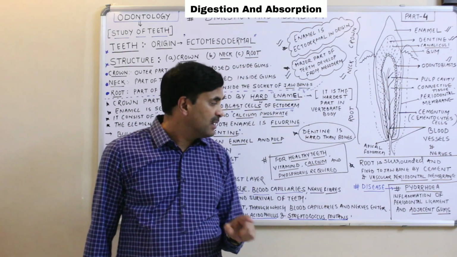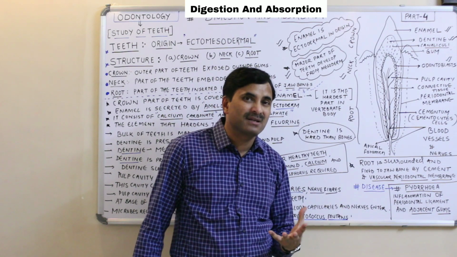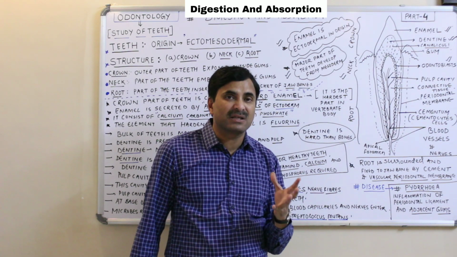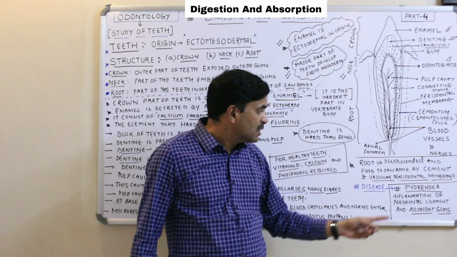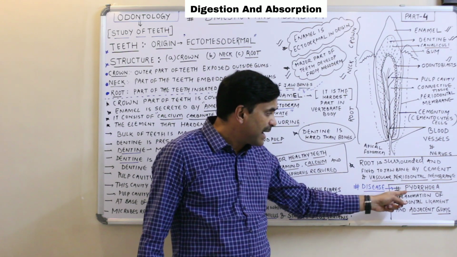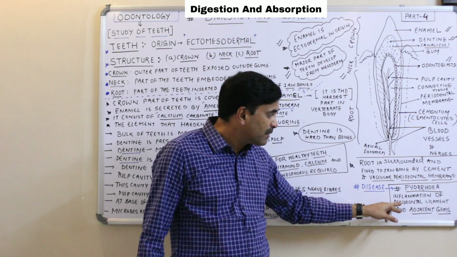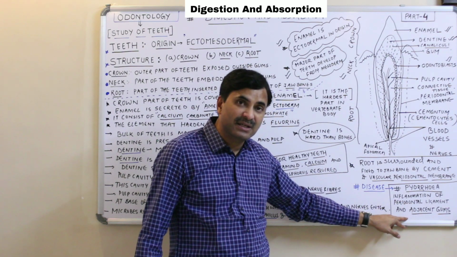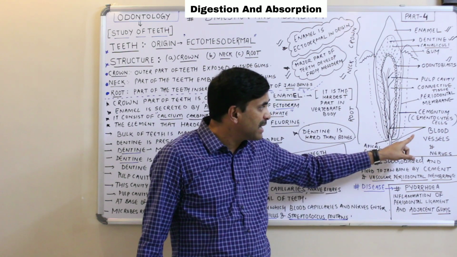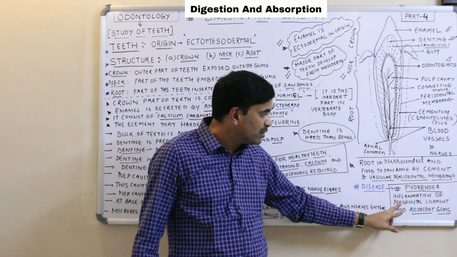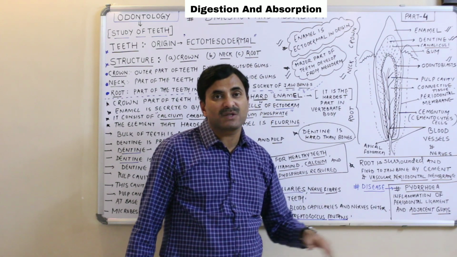Now, there is a very common disease associated with our teeth, known as pyorrhea, which is responsible for halitosis. Halitosis is the bad breath which is actually coming from the buccal cavity. Many persons are suffering from this. So what happens in pyorrhea? Pyorrhea is the inflammation of the periodontal ligament and the adjacent gums. Clear?